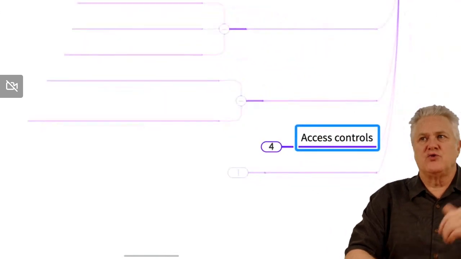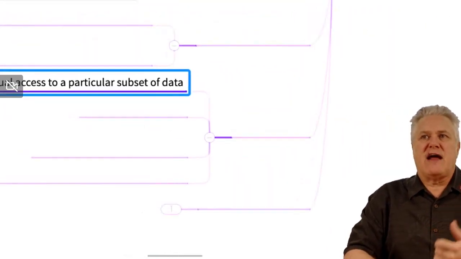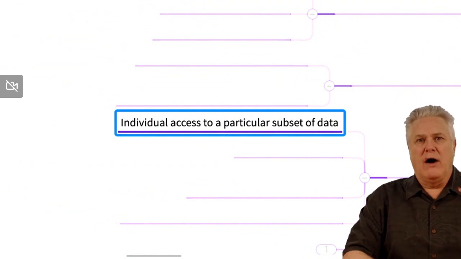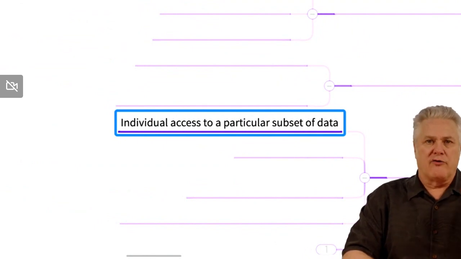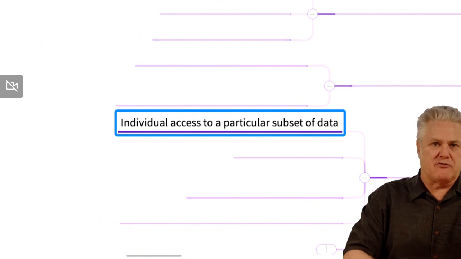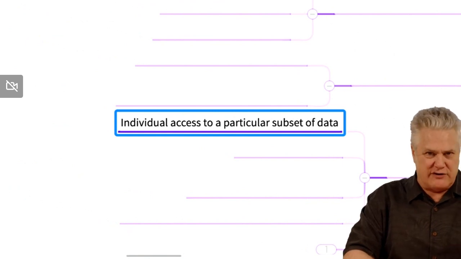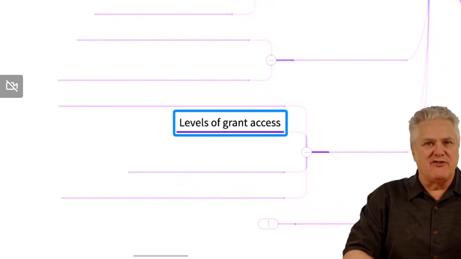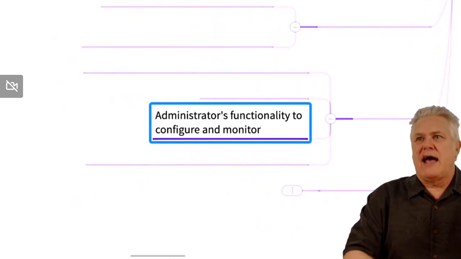What is the token tool that they're using? Now for access controls, what can they get to? What can they do? Where are the read fields? Where are the write fields? Where are the read and write fields? Where are the execute fields? And how are these portrayed? What are the levels of access that you're granting? And the administrator functionality to configure and monitor.